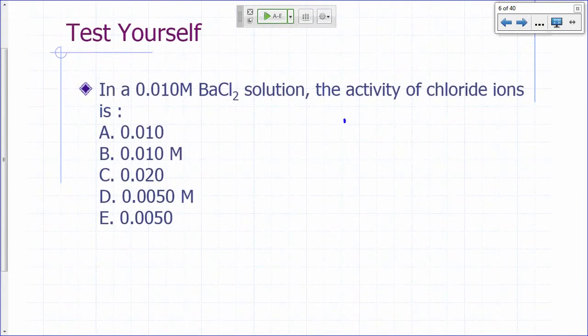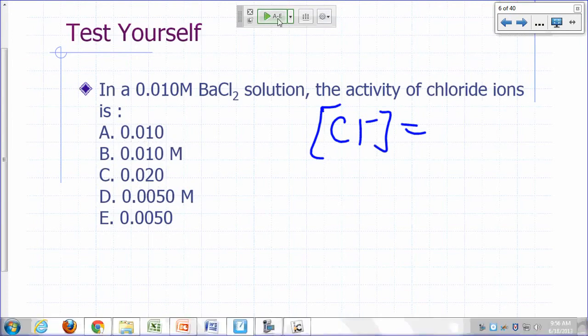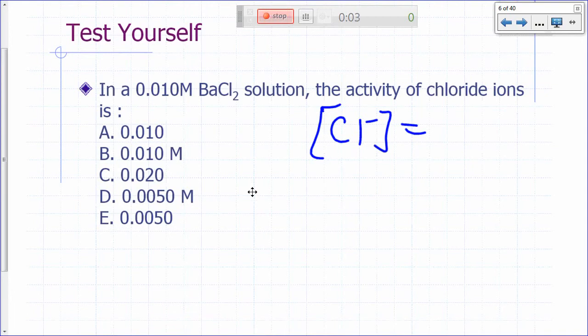Okay. So here's a quick question. If you have 0.01 molar barium chloride solution, what would be the activity of chloride ions? In other words, what would be the molar concentration of chloride ions? Remember, the brackets mean concentration in moles per liter. So what's the numerical value of the concentration of chloride ions in a 0.010 molar barium chloride solution? Is it A, 0.010, and so on? Let's go ahead and do a poll.